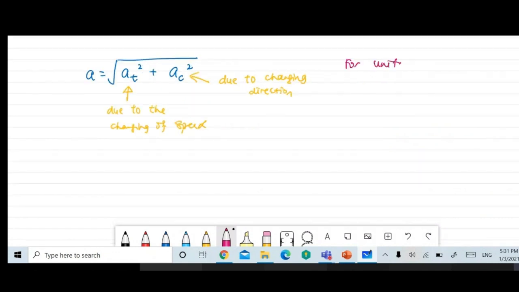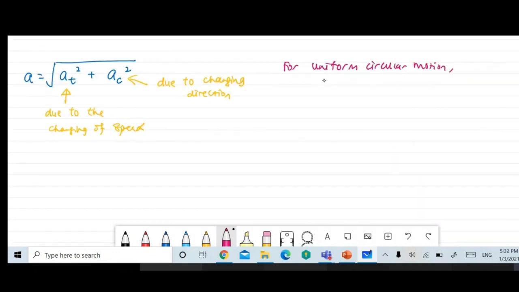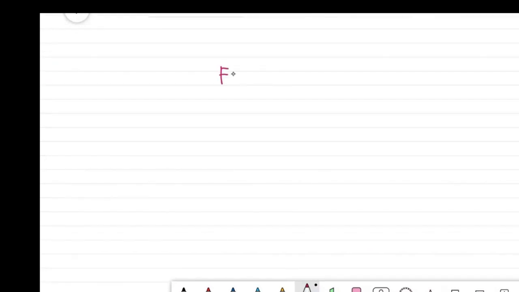For uniform circular motion, the speed is constant, and therefore a refers only to a_c, because the tangential component is equal to 0. So that's why now we focus on a_c only. We can also apply Newton's second law for circular motion. F equals ma. If you refer to circular motion, this a here refers to centripetal acceleration, and the force here will refer to centripetal force.